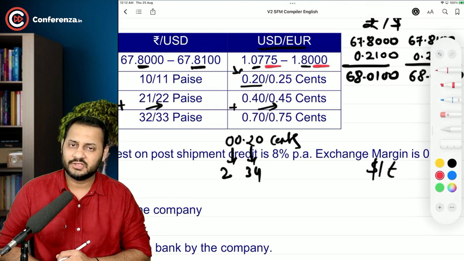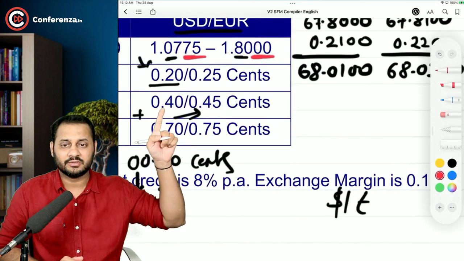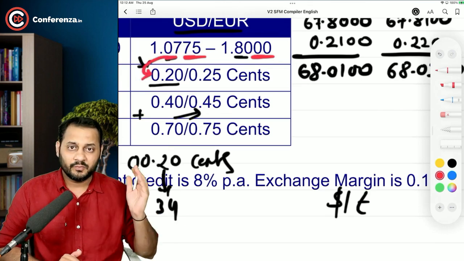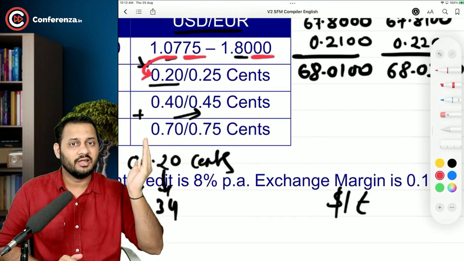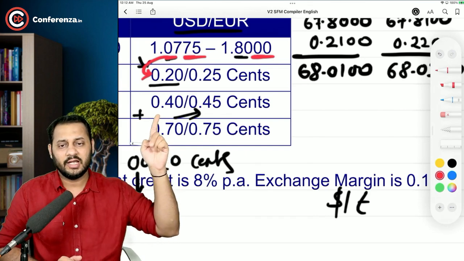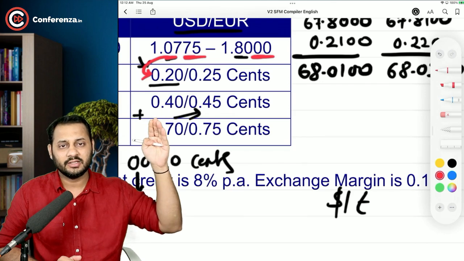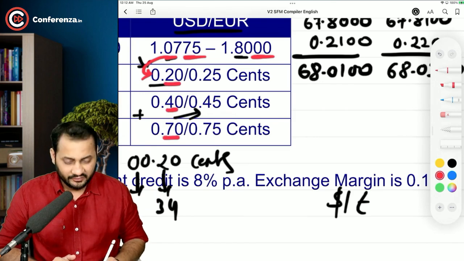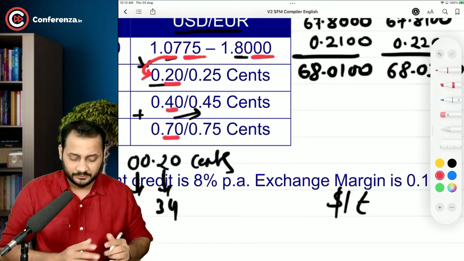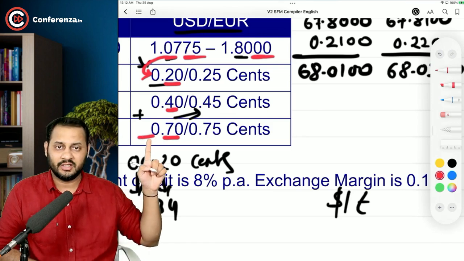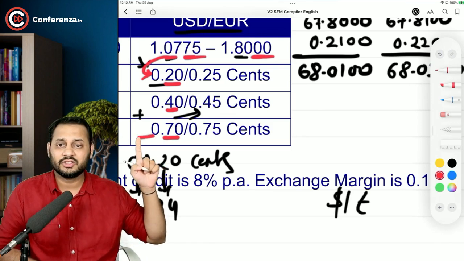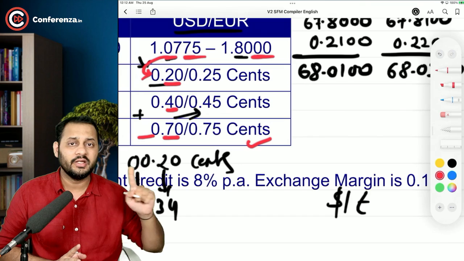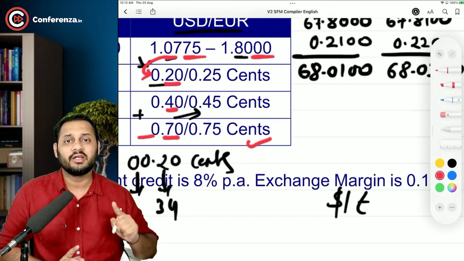Sir, how come? It's very simple, sir. These are given after the decimal. So practically speaking, the first two spots will be taken by the numbers on the left hand side of the decimal, and the last two digits will be taken by the numbers on the right hand side of the decimal. So these 20, 40, 70 are for the last two digits. And if there is something on the left hand side, these are for the first two digits, because these are cents. So whatever you write, it cannot be interpreted as dollar, it will be interpreted as cents.